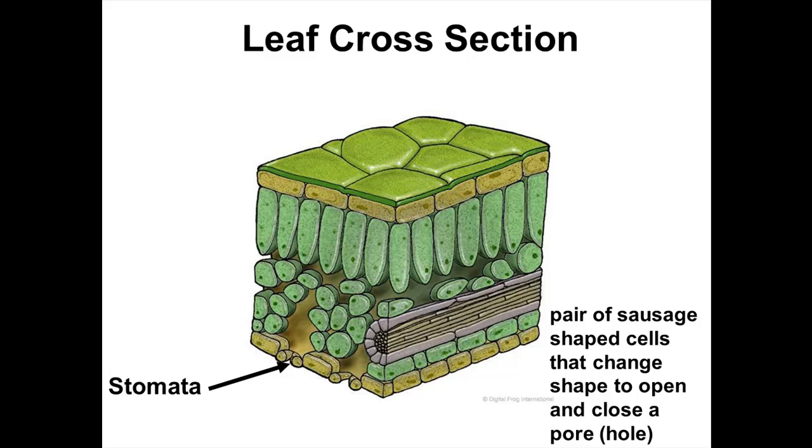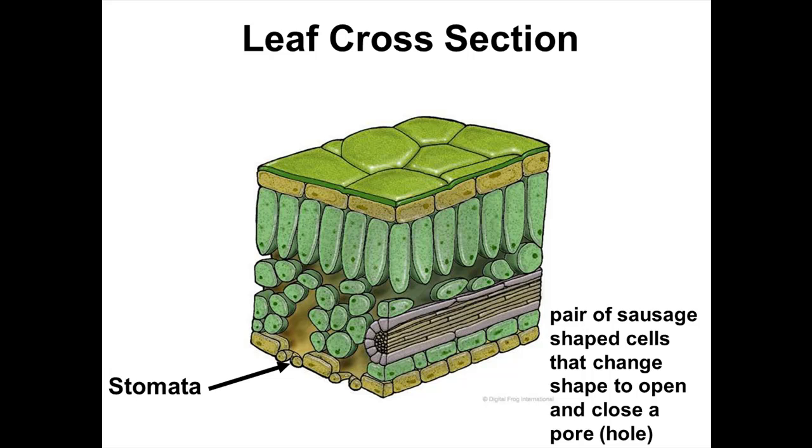And they can change shape slightly just to open and close that pore. And again, their job is to minimize water loss. So a plant, to carry out photosynthesis, needs to let in and out gases like carbon dioxide and oxygen. So it needs carbon dioxide to come in and needs to allow oxygen to diffuse out. But when it does so, water can also evaporate and leave in a gaseous form through this hole.